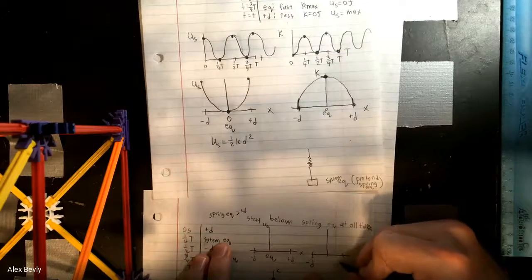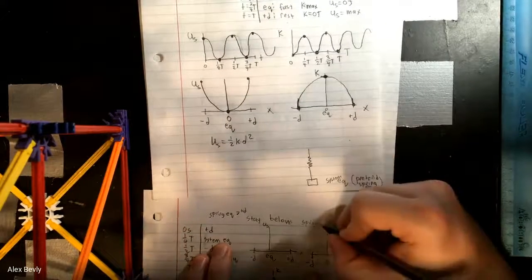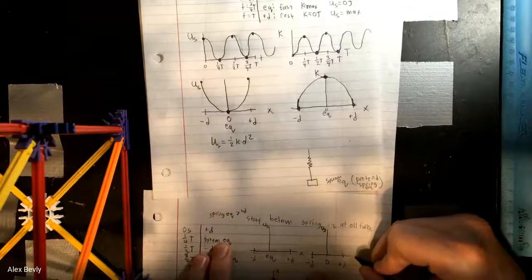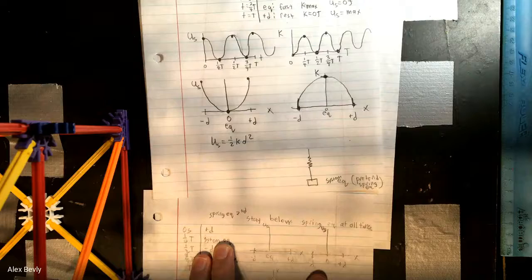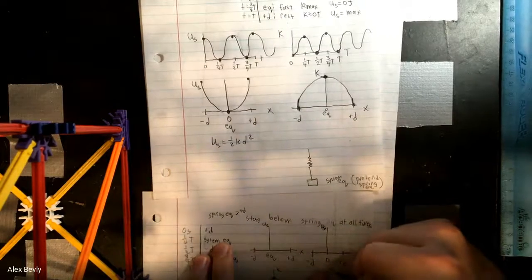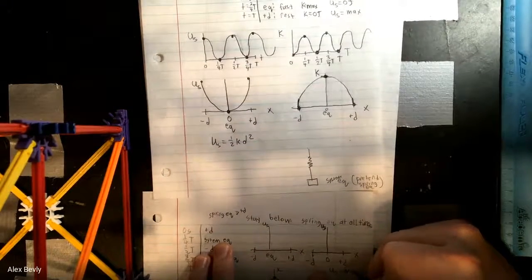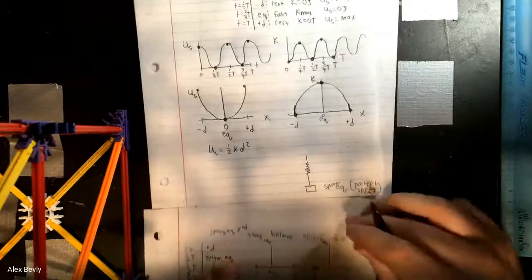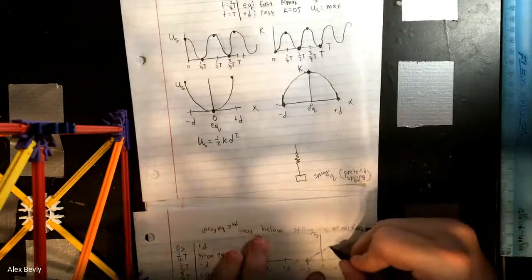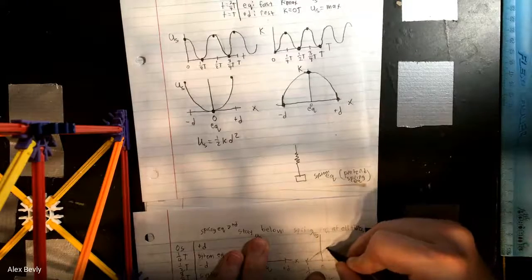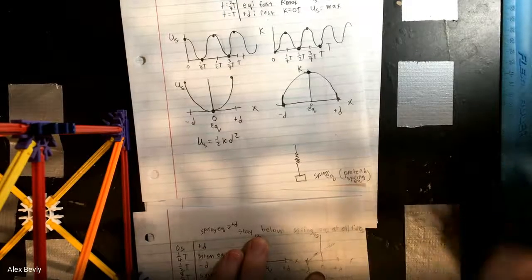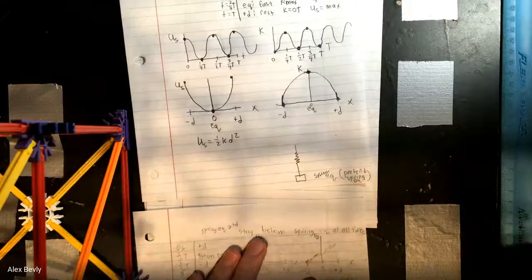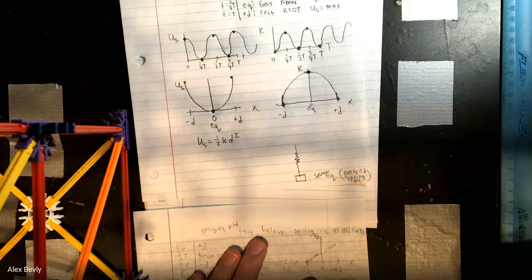So positive d, 0. This would be gravitational potential energy versus position. Now our gravitational potential energy is just mgh. We're probably just going to put our 0 right here. It would just be a line like this. So yeah, we would have a linear gravitational potential energy, lowest at the lowest point.